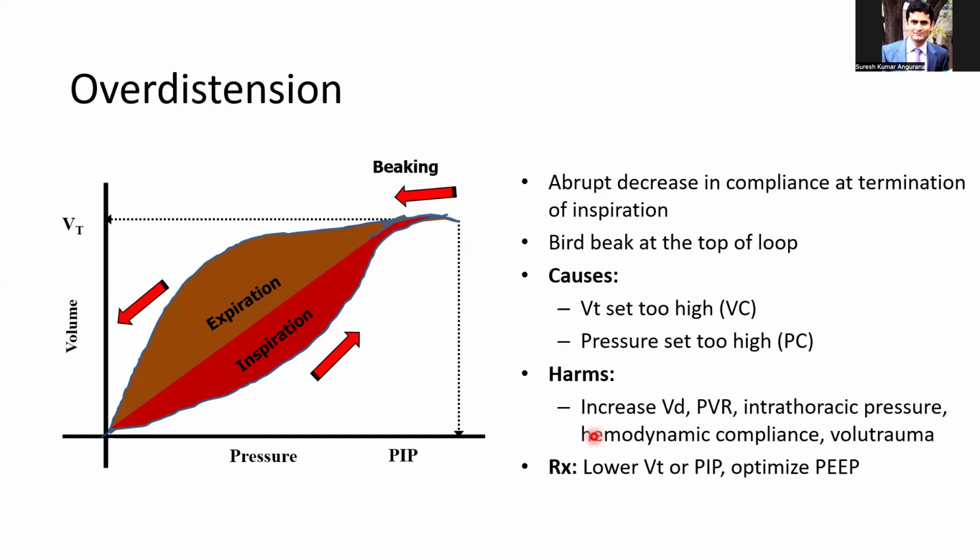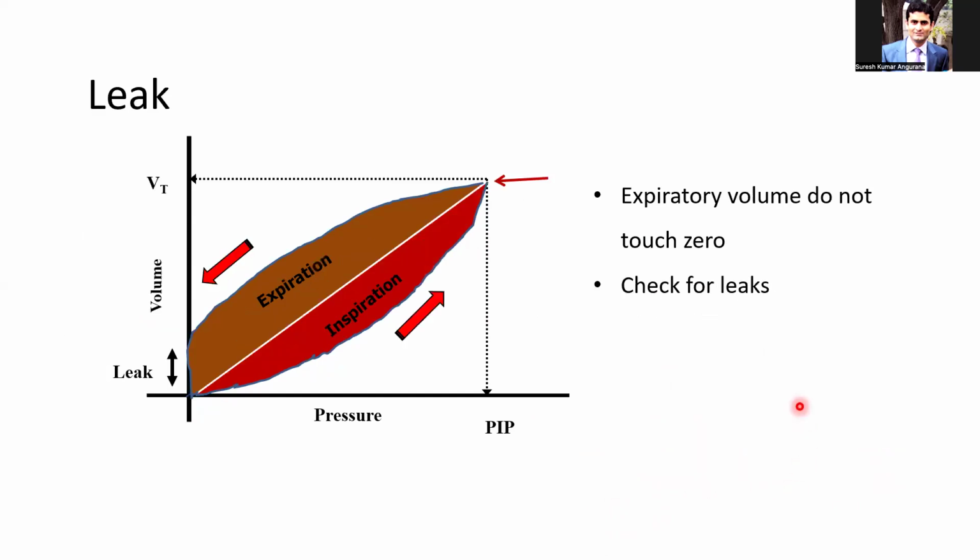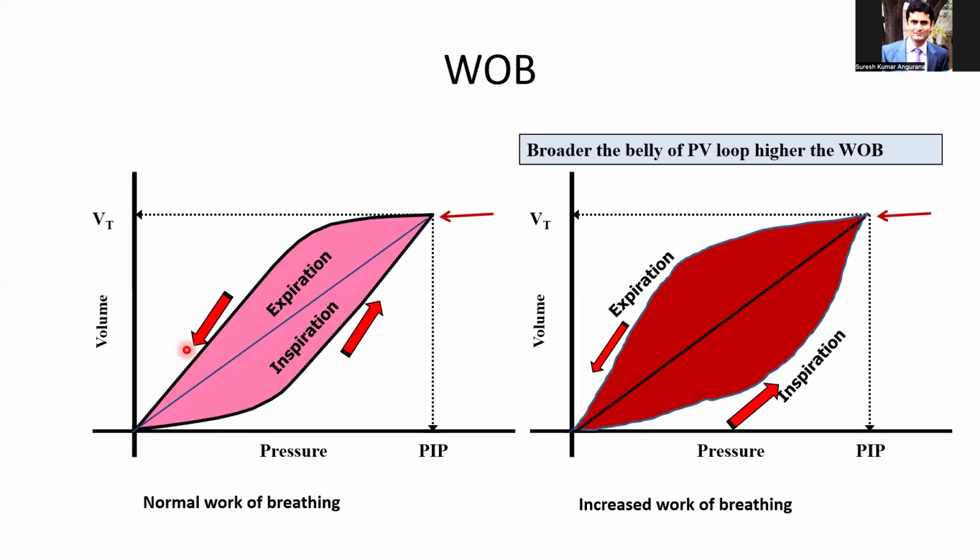It can lead to several harms like increase in dead space ventilation, increased pulmonary vascular resistance, hemodynamic complications, decreased compliance, and volume trauma. So to overcome this, we have to decrease tidal volume or peak inspiratory pressure, and we can optimize PEEP. This is how a leak is seen in the pressure volume loop. So the volume is not returning to baseline at the end of expiration. So this amount of volume is leaking somewhere in the circuit.